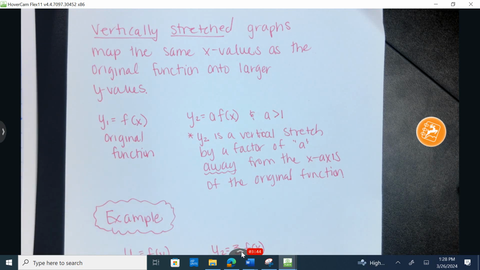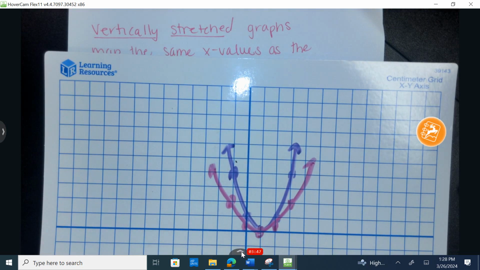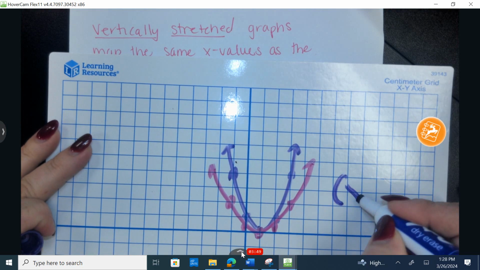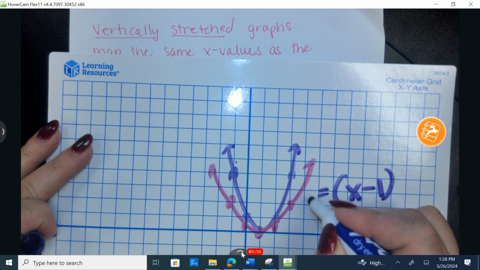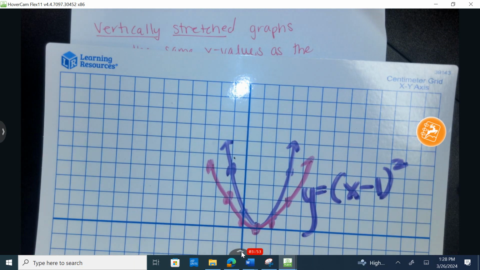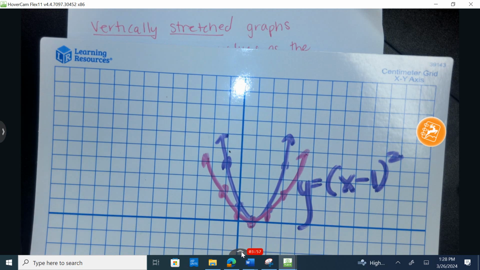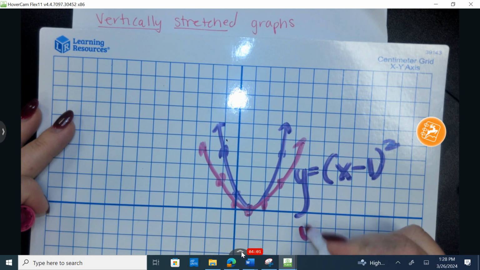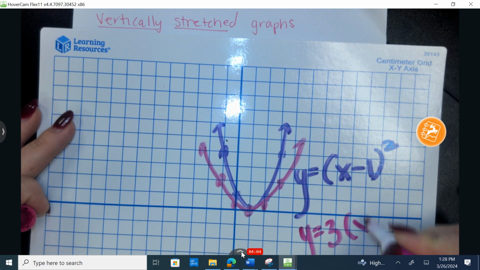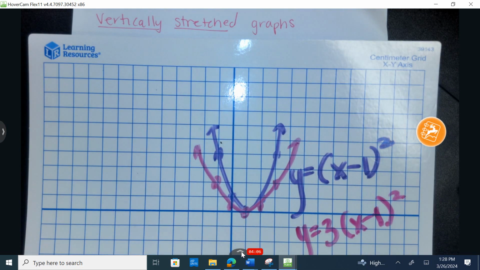We know this was the original function, x minus 1, and we square that. Now we've done a 1/2, and we can see how it flattened out, or vertically compressed. It's been pulled towards the x-axis. Watch when I put a number out front that is greater than 1. Let's try a number like 3. What happens when I put a number like 3 out front?